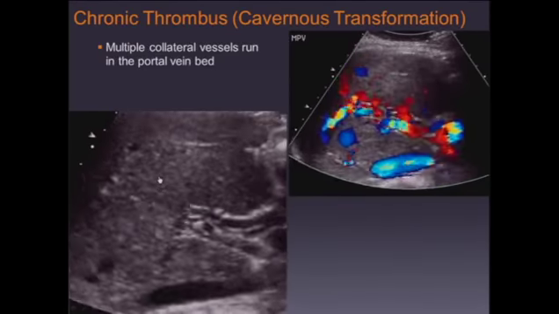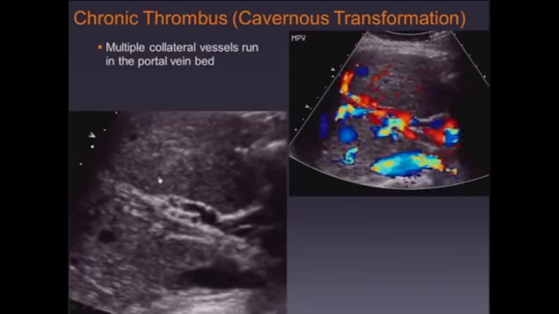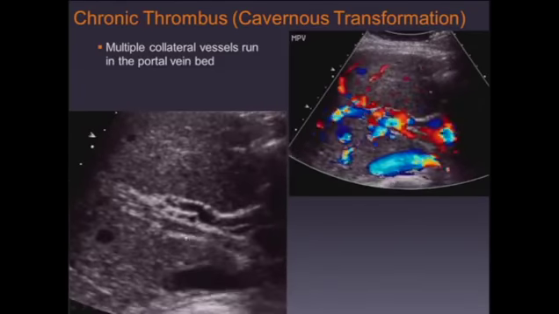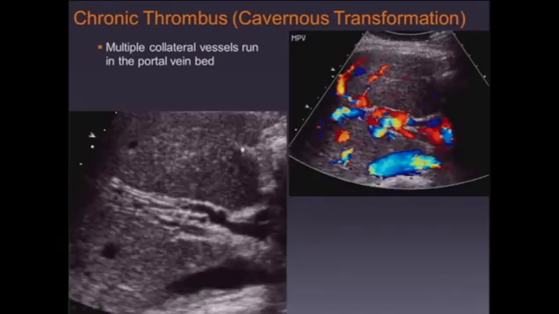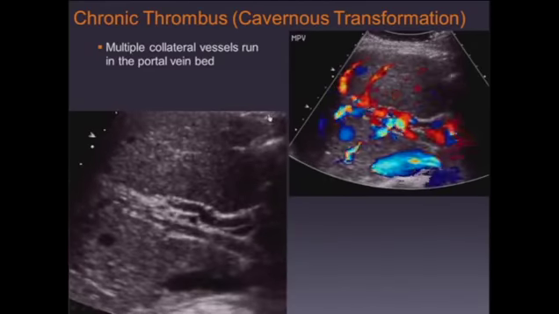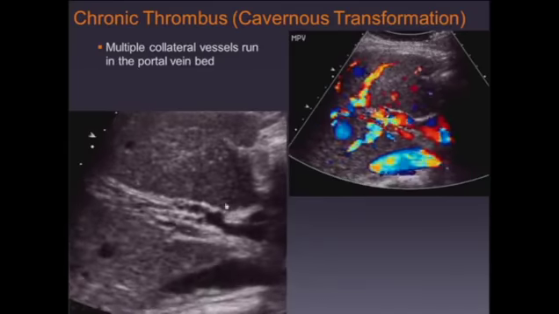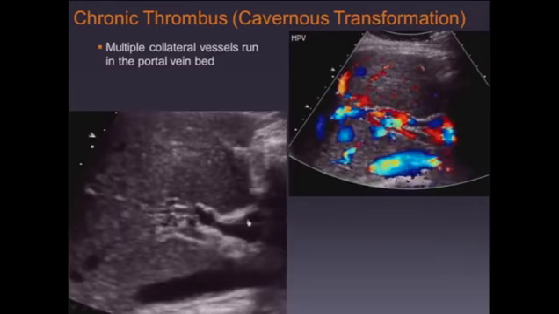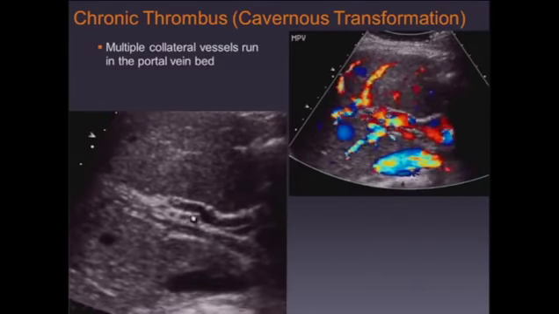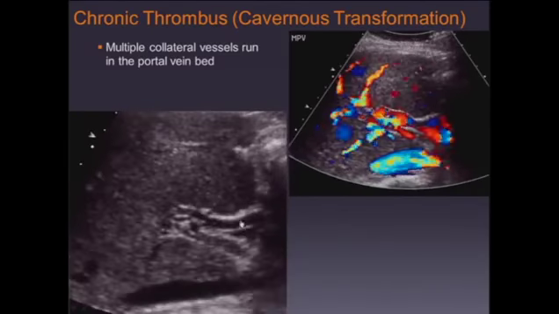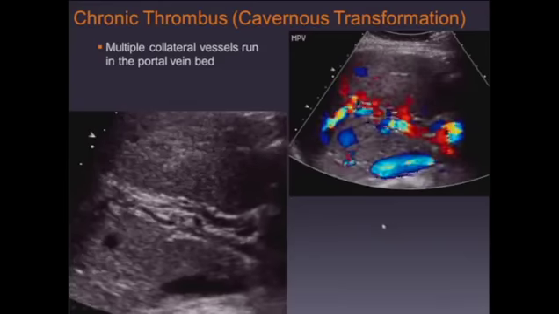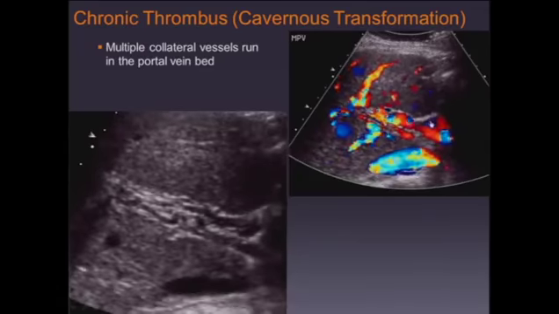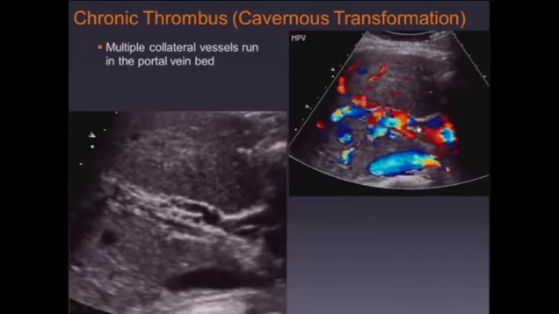Eventually, as the thrombus evolves, it becomes chronic, and the thrombosed portal vein becomes more echogenic. Multiple collateral vessels then develop and run in the bed of the thrombosed portal vein. This appearance is known as chronic thrombus or cavernous transformation of the portal vein. On the grayscale image here, instead of a single hypoechoic vessel running into the liver, we see an echogenic portal vein in which are embedded multiple tubular structures consistent with collateral vessels. And this is the color Doppler image of this patient, showing that the multiple tubular structures are actually small collateral vessels.